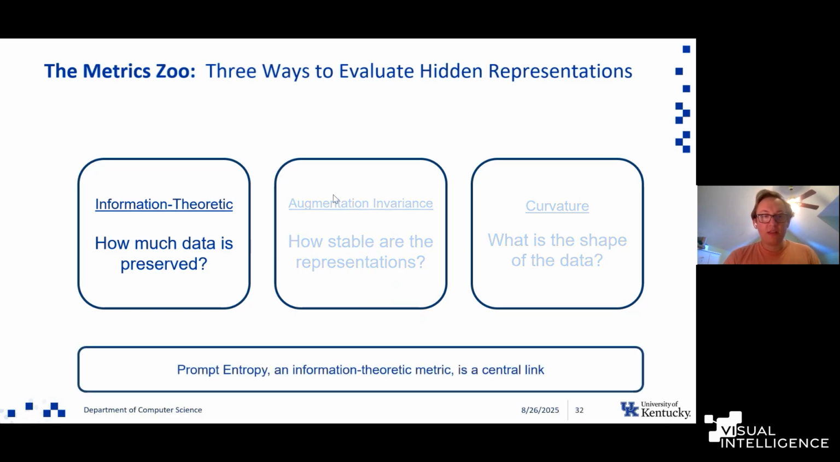So we'll look a little bit at the information theoretic metric. This one, as I said, is understanding how much data is in the embeddings. One we'll look at in particular is prompt entropy, which is kind of a central link between these three families. We show this with proofs in the paper, which I won't get into here, but it's pretty interesting that one metric can unify these different ways of understanding your model. You can understand your model through the central lens of prompt entropy.